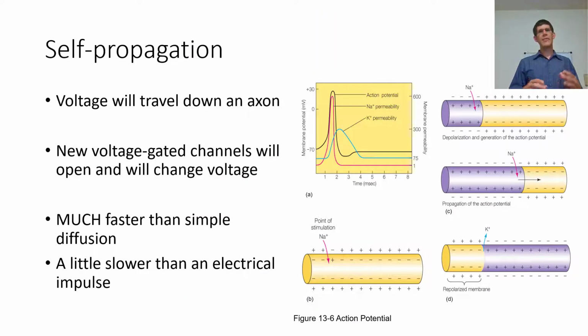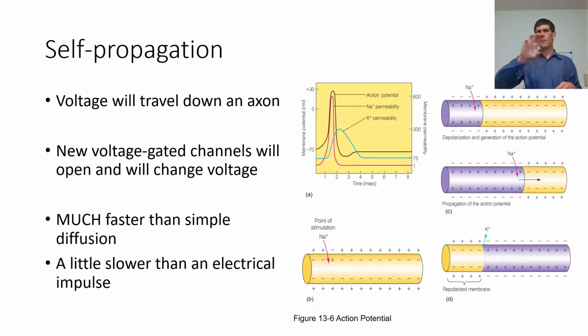So what will happen is this will actually self-propagate down an axon because allowing the sodium in is going to change the voltage. It's depolarizing. And as it depolarizes, it's going to reach threshold, and the next voltage-gated sodium channels in line are going to also open. So voltage-gated sodium channels allow more voltage-gated sodium channels to open, and this propagates down the membrane.